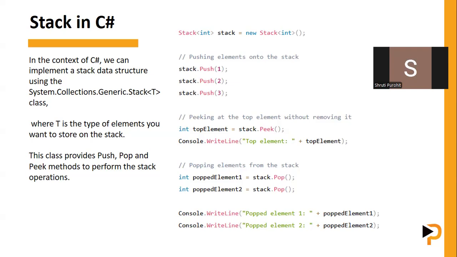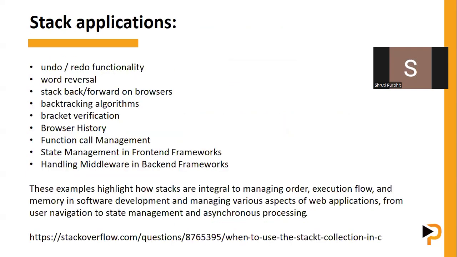We don't want to remove it. If you want to remove, then there is a pop method. But if you want to only check which element is available at the top, then you can use the peek method. So we then use the pop method to remove and retrieve the elements from the stack. And after popping two elements, we peek again to see the new top of the stack, which is the latest one. So you can go ahead with it.